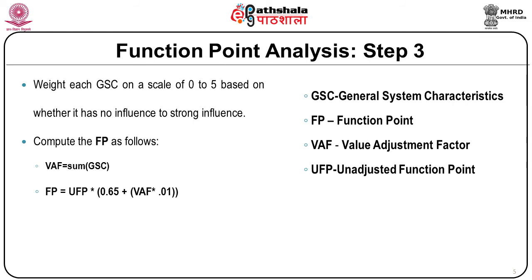In function point analysis, we weight each general system characteristic on a scale of 0 to 5, based on whether it has no influence to strong influence. Compute the function point as follows. Value adjustment factor is equal to the sum of the general system characteristics. Function point equals unadjusted function point into 0.65 plus value adjustment factor into 0.01.